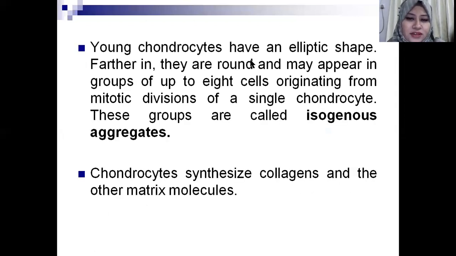Young chondrocytes have an elliptic shape. Further in, they are round and may appear in groups of up to 8 cells originating from mitotic divisions of a single chondrocyte. These groups are called isogenous aggregates. Chondrocytes synthesize collagens and the other matrix molecules.